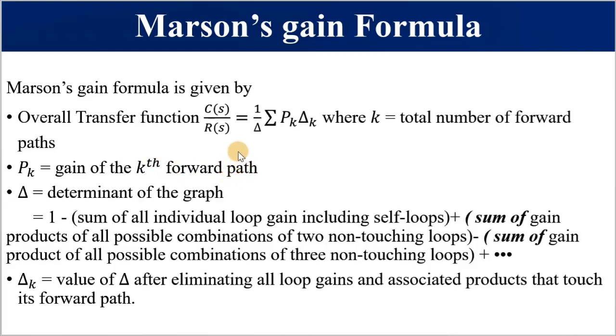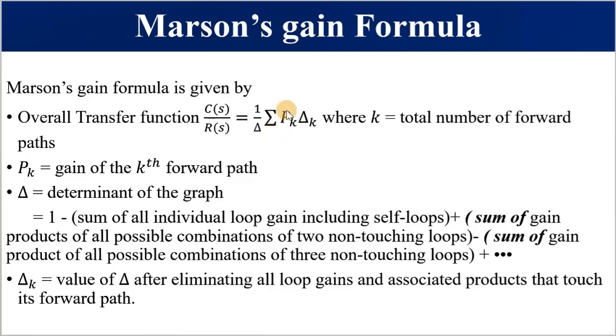As I said in one of the slides, you must be able to identify forward paths. If you cannot identify forward paths, then you cannot use Mason's gain formula. Then this delta is equal to the determinant of the graph. Please take note of how you find the delta, the determinant of the graph. It is 1 minus the sum of all individual loop gains, including self loops. You also add the sum of all gain products of all possible combinations of 2 non-touching loops. You go to 3 non-touching loops, etc. Then delta_k represents the value of the determinant after eliminating all loop gains and associated paths that touch our forward path.